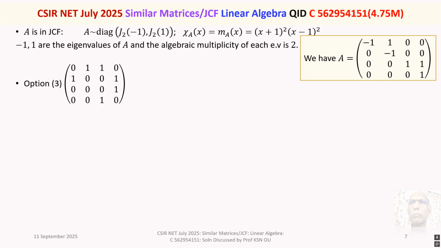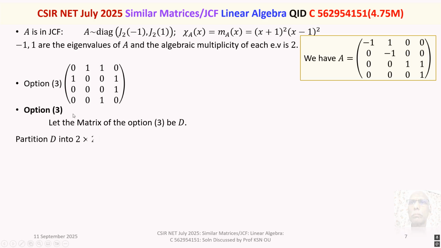This is the matrix in option 3. We call this matrix the matrix D. And you observe that this matrix is a block diagonal matrix. So partition D into 2 by 2 blocks. D is equal to [P, I2; 0, P], where P is the 2 by 2 matrix [0, 1; 1, 0]. I2 is the 2 by 2 identity matrix.